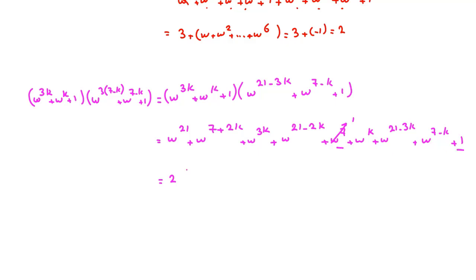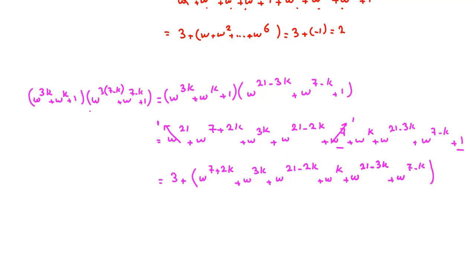This one and this one. And W^21 also is 1. So let's write 1 plus 1 plus 1, 3. Plus the other cases: W^(7+2k) plus W^(3k) plus W^(21-2k) plus W^k plus W^(21-3k) plus W^(7-k). And look, here because we were considering these, we should consider k equal 1, 2, 3.